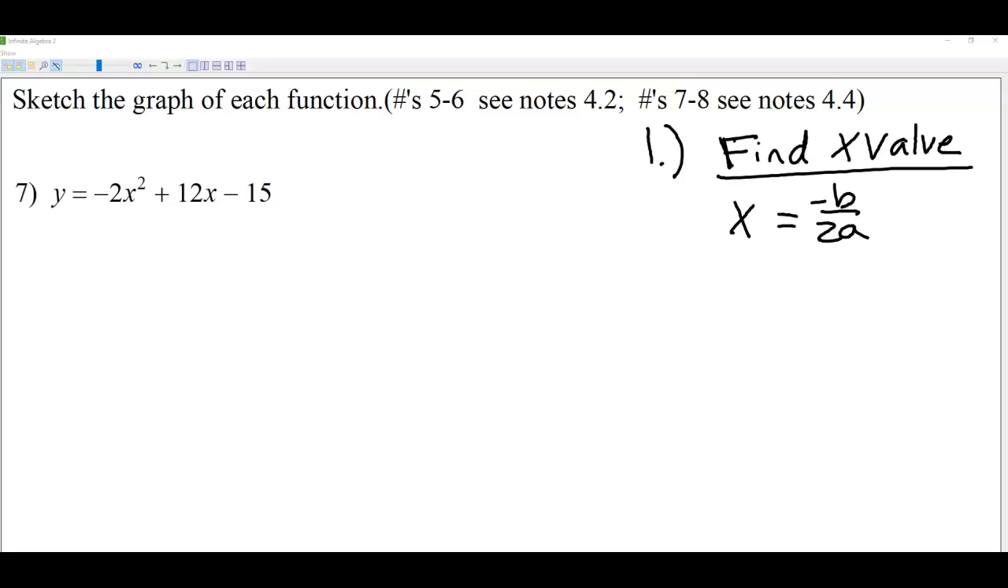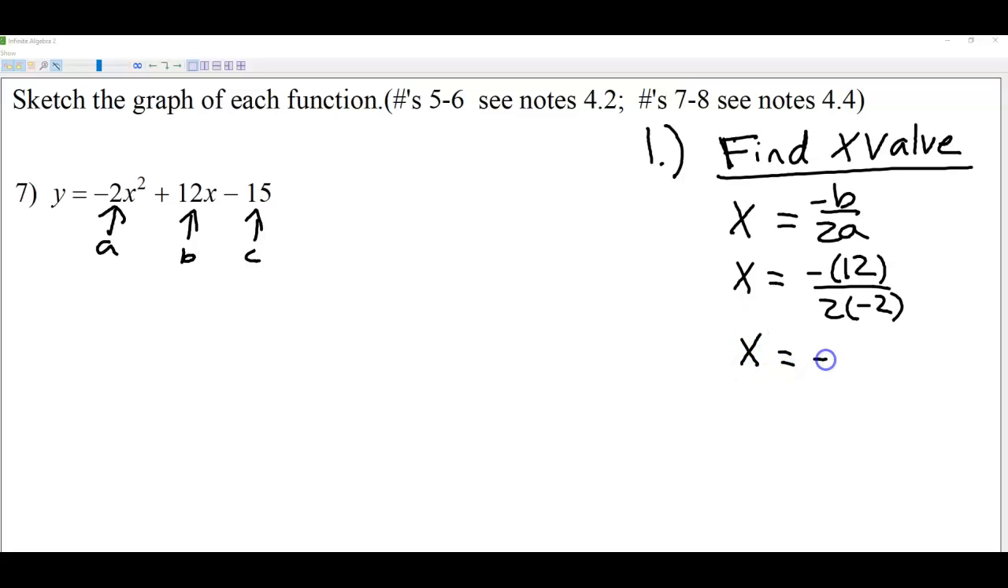So in this case, once again, I like to start off with blanks when I use these formulas. I'm going to plug in 12 to the top, because that's my b value. I'm going to plug in negative 2 to the bottom. That's my a value. Same thing as quadratic formula a, b, c. So in this case, you end up with negative 12 over negative 4, which is 3. So that's the x value of our vertex.